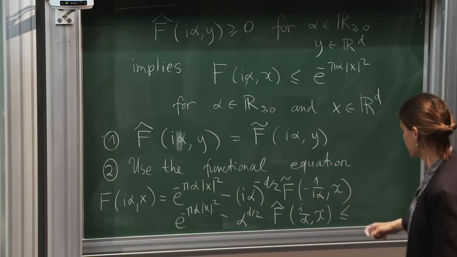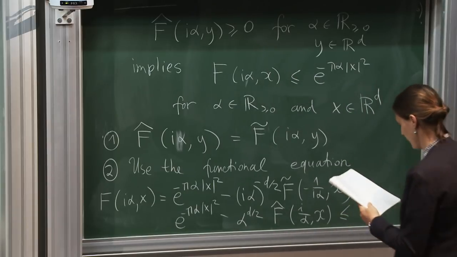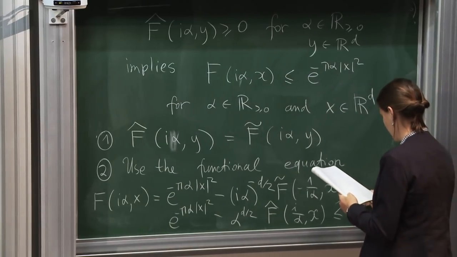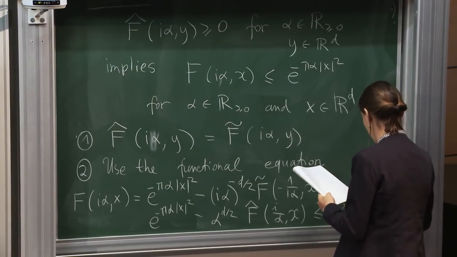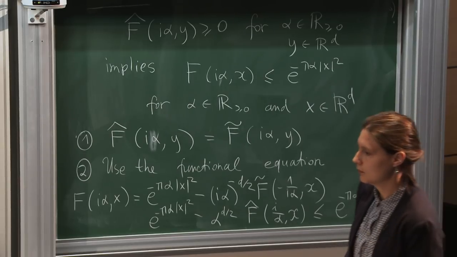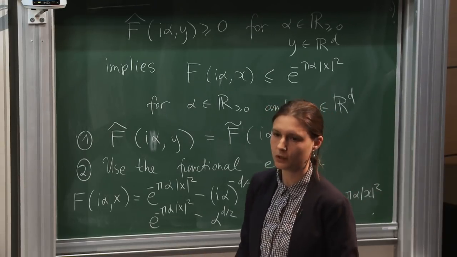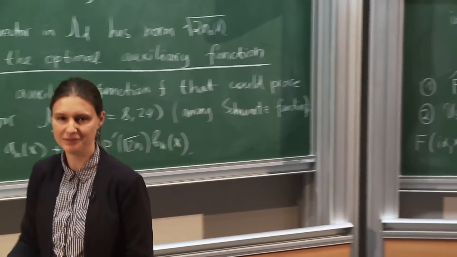And so here at this step, we can use our assumption, which we have made. So we see that this is bounded by the exponential, by the Gaussian. And this is exactly what we needed to prove. So instead of proving two inequalities, we actually need to prove only one of them. So thank you very much.